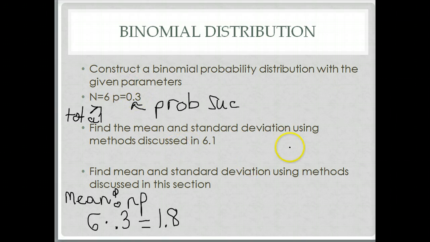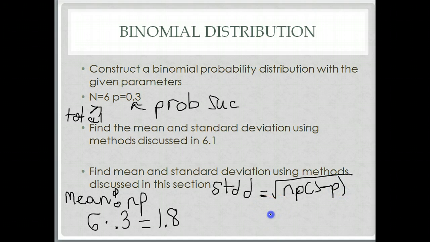Well, that's good news. The formula for the standard deviation is a little bit longer. It's N times P times 1 minus P, and take the square root. Well, our N was 6, our P was 0.3, 1 minus 0.3 is 0.7. So let's do some multiplication. 6 times 0.3 times 0.7 is 1.26.